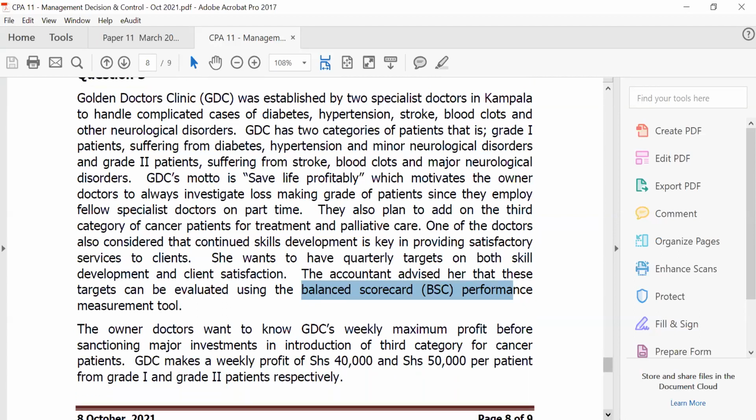The owner doctors also know GDC's weekly maximum profit before sanctioning investments in the introduction of the third category for cancer patients. GDC makes a profit of shillings 40,000 and shillings 50,000 per patient for grade 1 and grade 2 respectively.